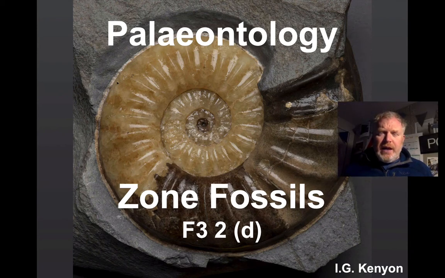Hi, in this lesson I want to talk about how we can use fossils to date rocks. So we're bringing together the two parts of this particular topic. Fossils are an immensely useful dating tool. For example, the ammonite in this image found at Lyme Regis is indicative of rocks from the lower Jurassic.